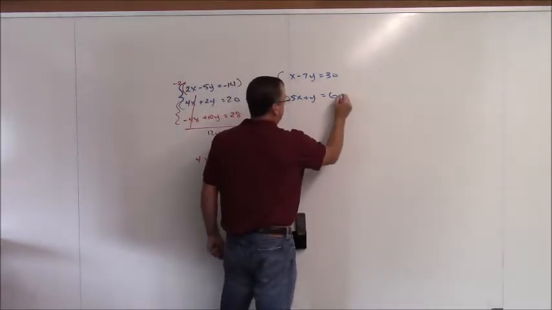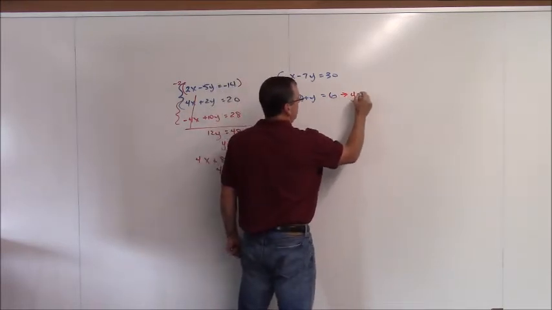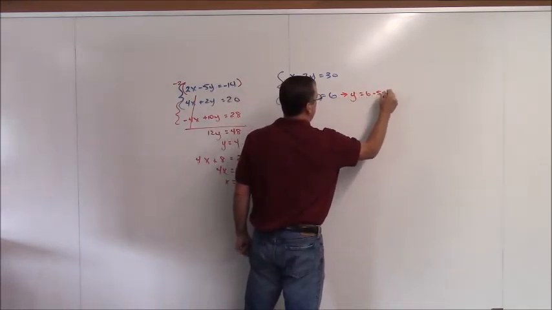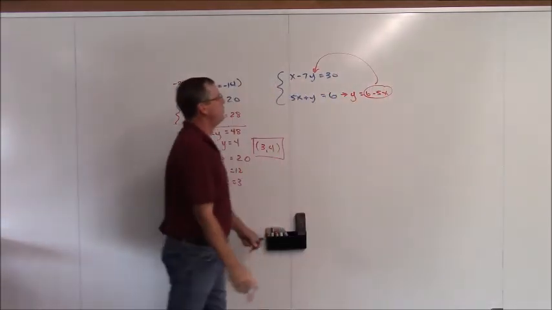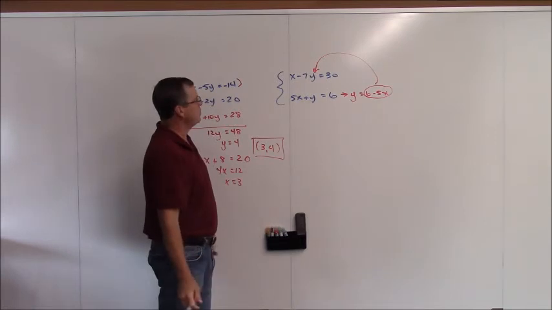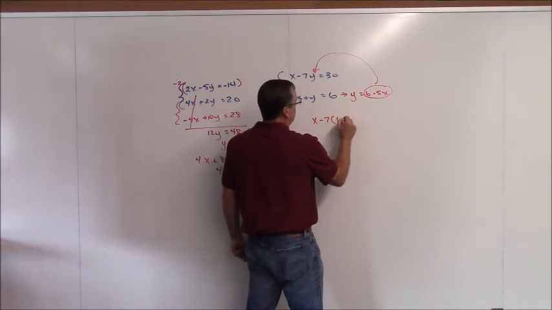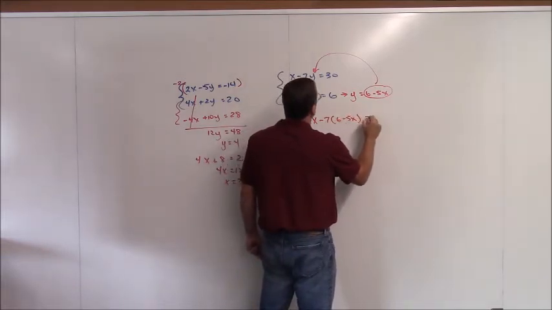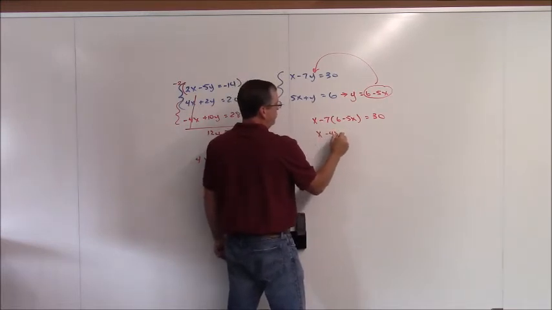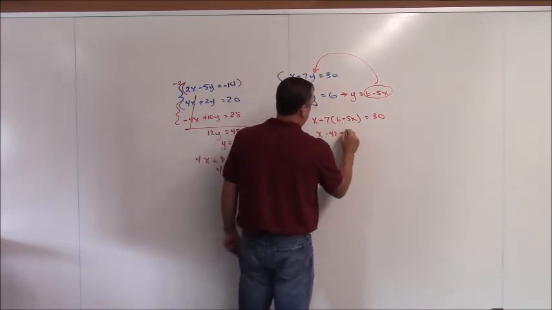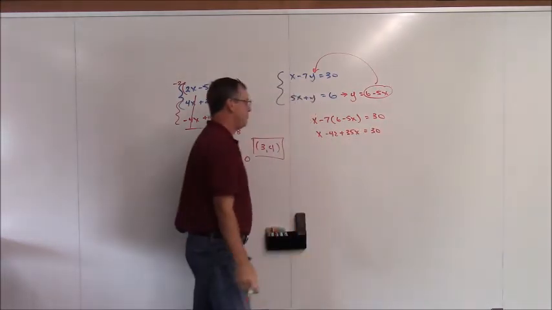So I'm going to take this equation. I'm going to move this 5x to the other side so it becomes negative. So I've got 6 minus 5x. And now I'm going to take that and substitute it back in for y, into the first equation. So now what I have is x minus 7 times 6 minus 5x equals 30. If I distribute that, I get x minus 42. Negative times a negative, that's a positive 35x, and that equals 30.